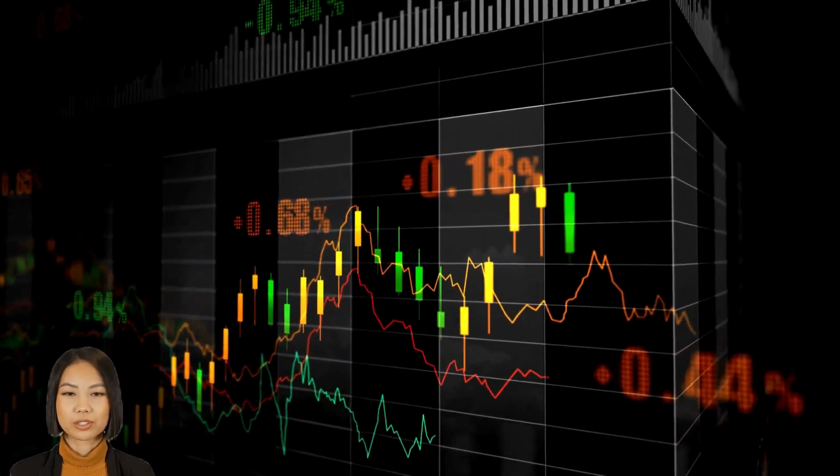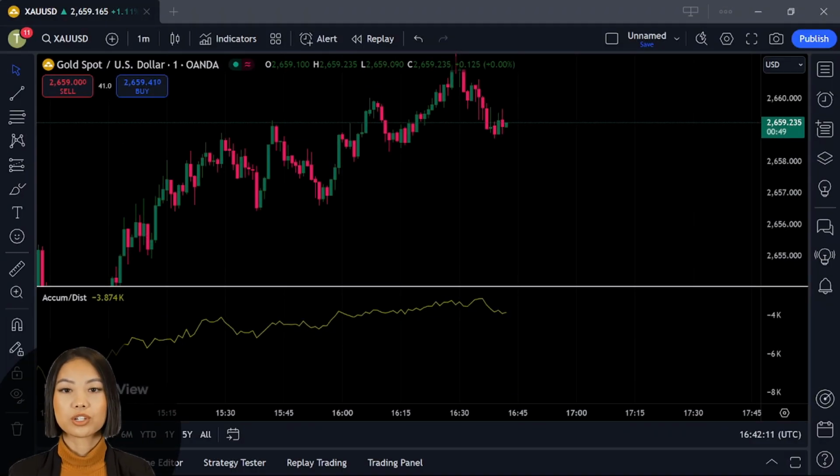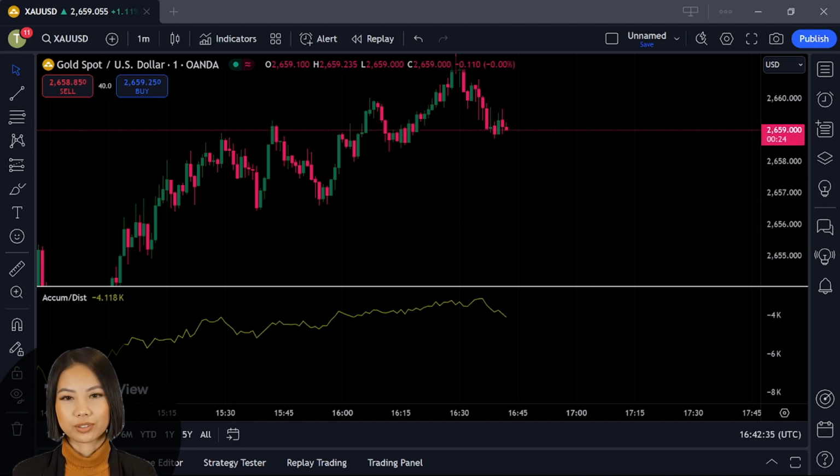Want to uncover the real buying and selling pressure behind a stock's price movement? The accumulation distribution line reveals the true strength of market activity beyond just price changes. Let's get started.